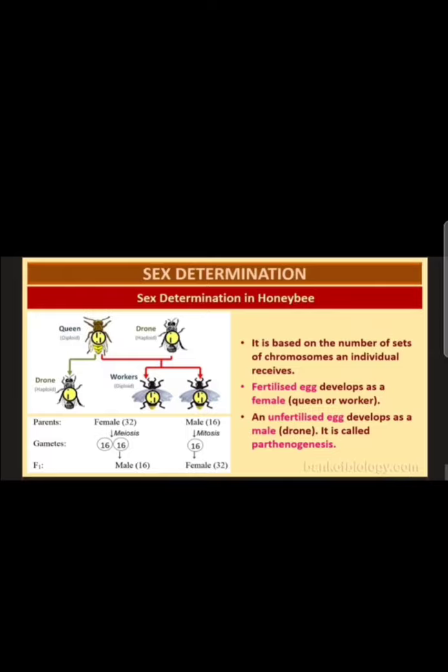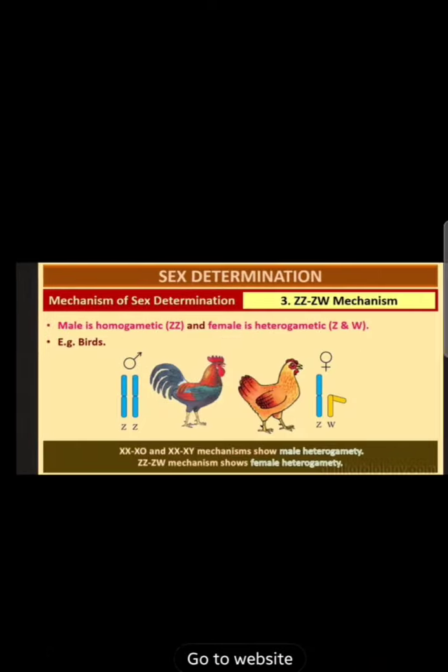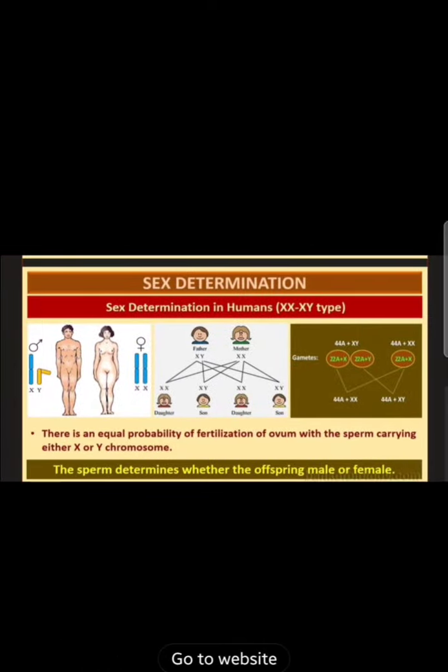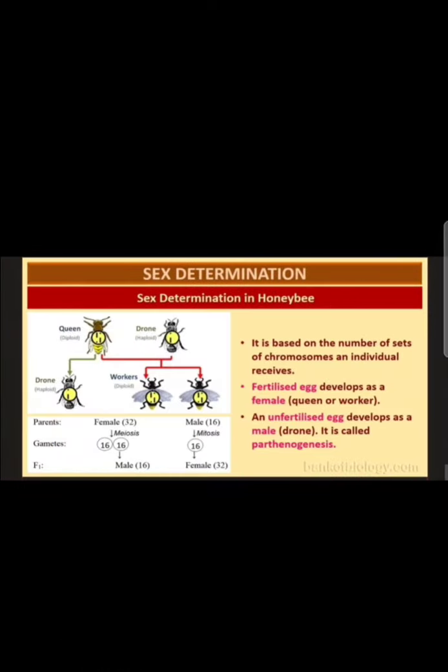And sex chromosomes in honeybee. Here, 3 different types of mechanism we learned, and we also learned sex determination in humans in detail. Here it is an entirely different mechanism in honeybee. In honeybee it is based on the number of sets of chromosomes an individual receives. So the sex of the individual is determined by how many sets of chromosomes it has. The fertilized egg develops as female, queen or worker, and the unfertilized egg develops as the male drone. It is called parthenogenesis.